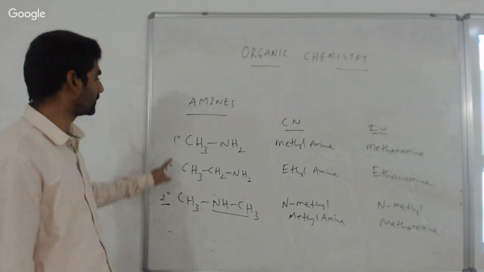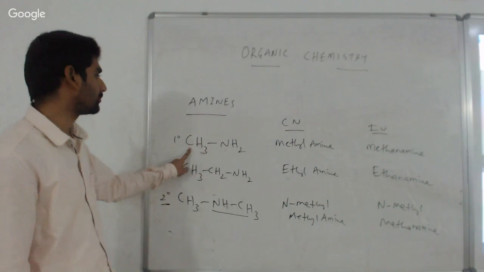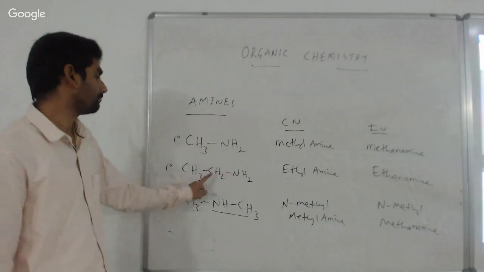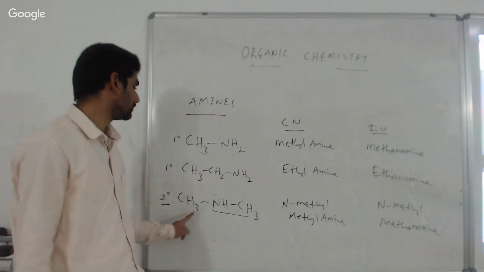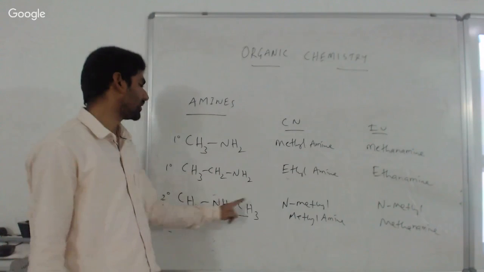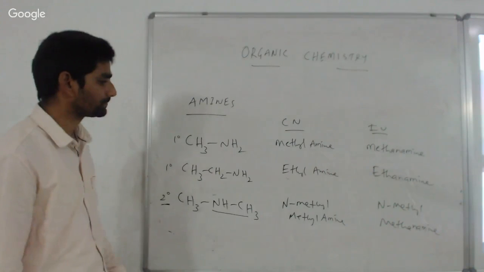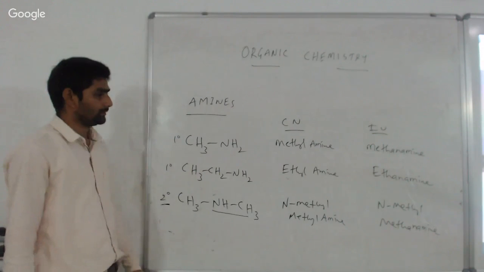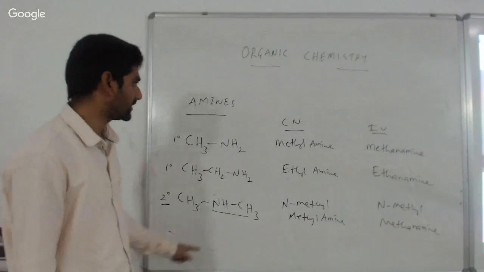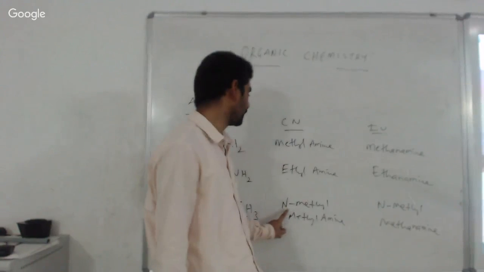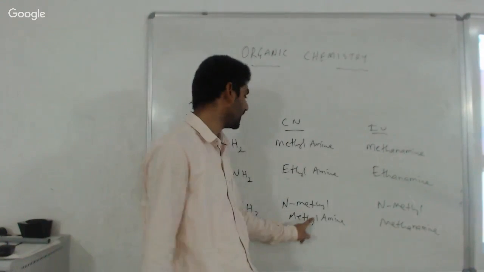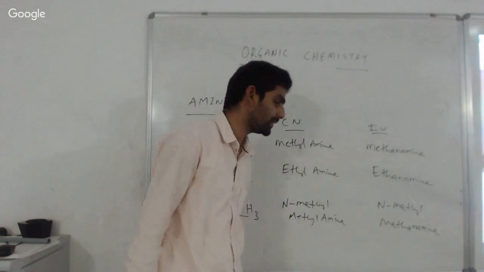So nitrogen directly attached to one carbon we call a primary amine. If nitrogen is directly attached to two carbons we call it a secondary amine. For secondary amines, take the common name N-methylmethylamine.